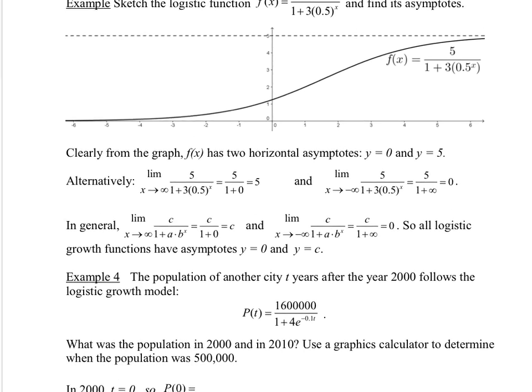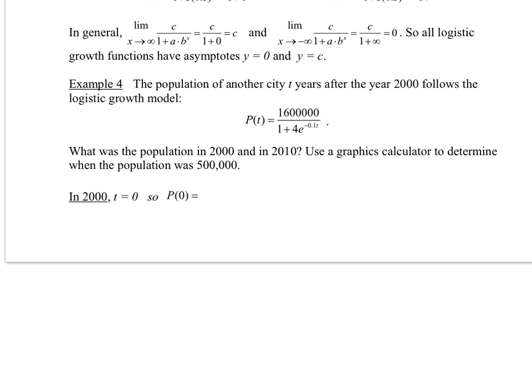Now here's another example down here, example 4, where we've got the population of a city t years after the year 2000. So for example, for the year 2017, t would be equal to 17. It's asking what would be the population in 2000 and what would be the population in 2010. And then use a graphing calculator to determine when the population would grow to 500,000. So let's look at that.